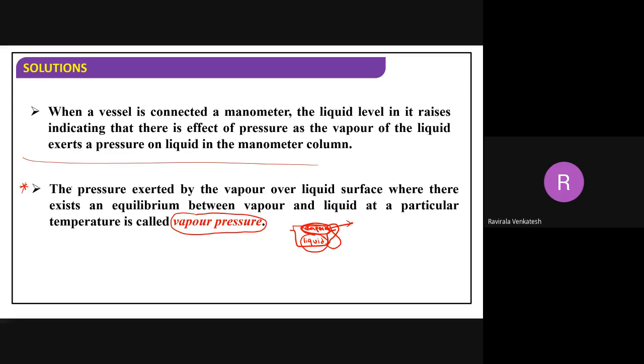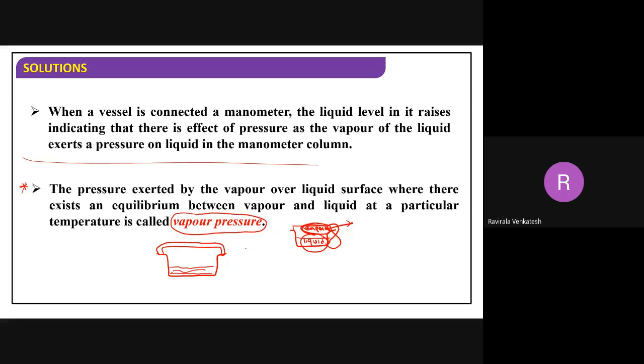Vapor pressure: the pressure exerted by the vapor over the liquid surface. This is the liquid, where it exists in equilibrium. For example, I have taken water. This is the water. Now I am closing this container. Why? Because if I don't close it, the vapor may escape from the container. So I am closing it.